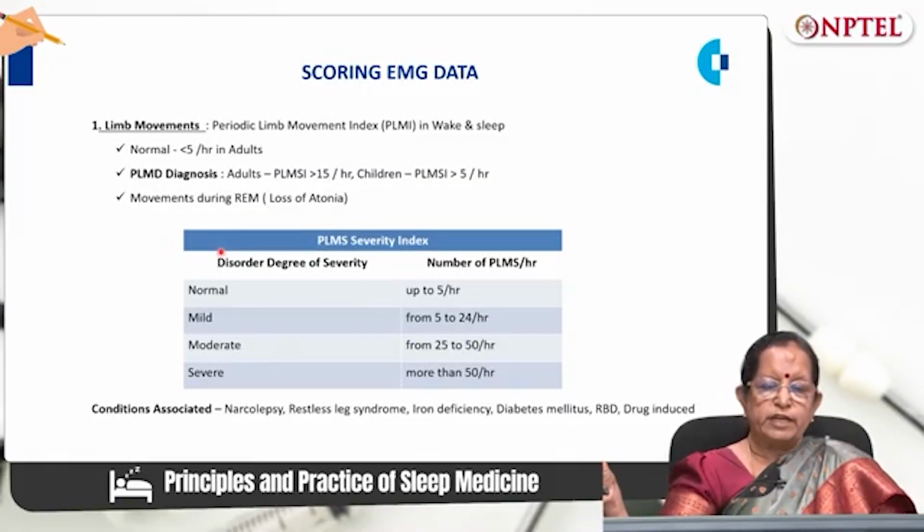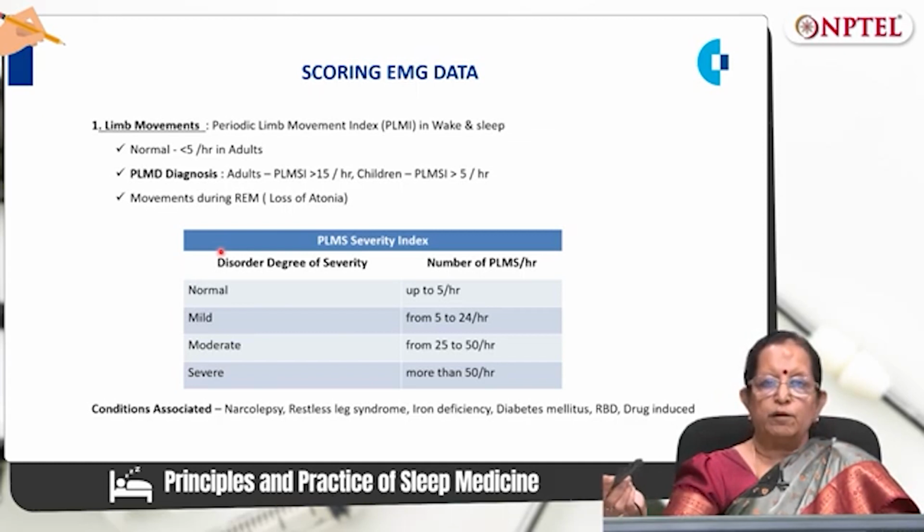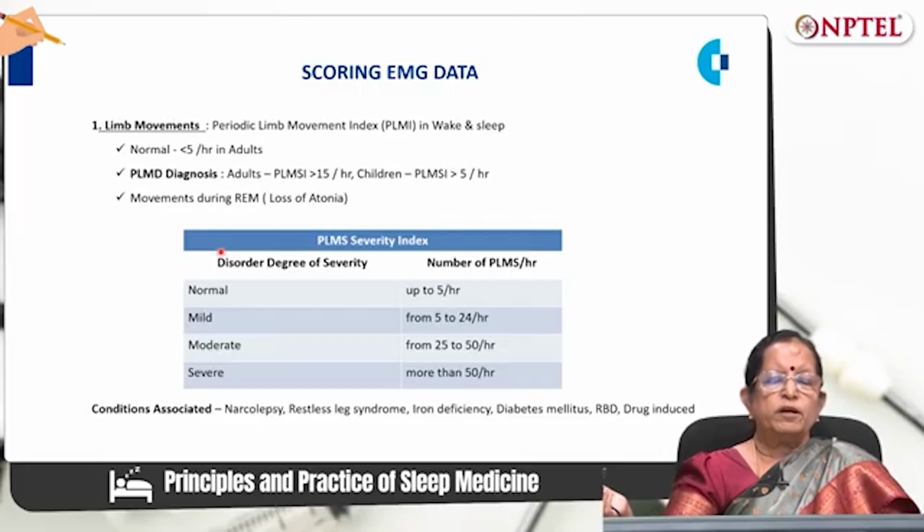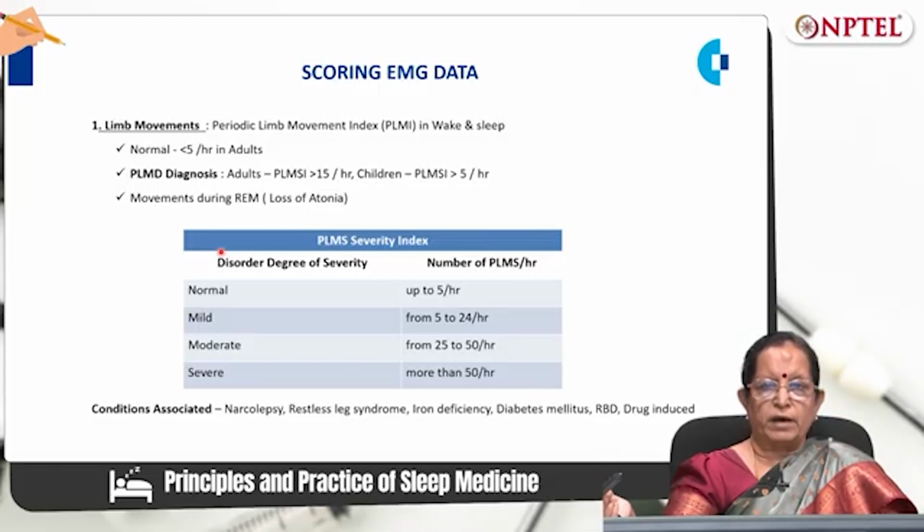Then coming to the EMG data, we have seen the respiratory data, we have seen the sleep parameters, we have seen the oxygenation. I am coming to the EMG data. EMG data gives us an indication of limb movements and helps diagnose periodic limb movement disorders. So, the periodic limb movement index we should know in wake and also in sleep. Normally, limb movements will be less than 5 per hour in adults. So, when will you diagnose periodic limb movement disorder? If the PLMS index is more than 15 per hour in adults, in children if it is more than 5 per hour.